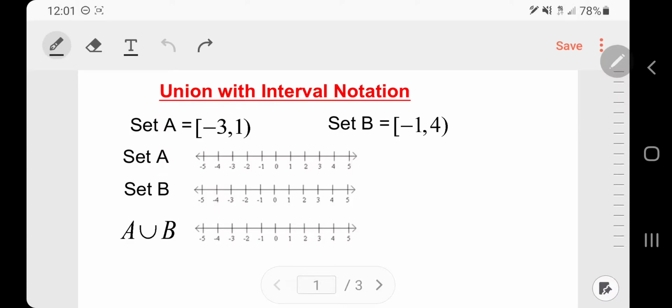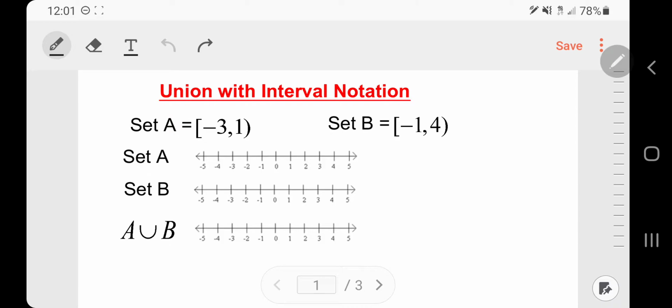Hey everyone. In this video we're going to take a look at how to find the union and intersection of continuous sets. So first off, we're going to look at the union of these two sets that we have here. Set A is ranging from -3 to 1 and set B is ranging from -1 to 4.